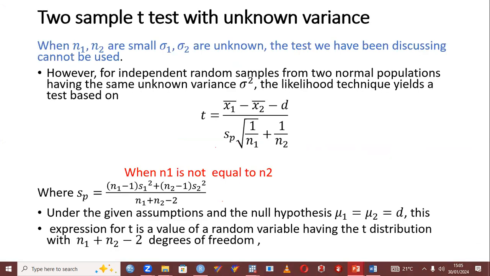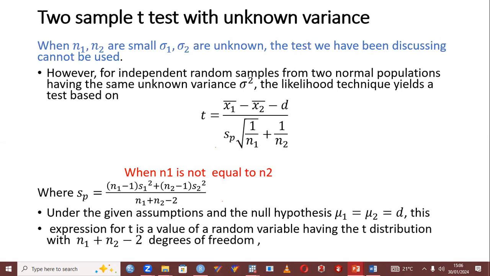Now when the sample size is very small and you also don't know the variance, so you're saying that if we have two samples of N1 and N2 and their variances are very small, but you don't even know them, the test we've been looking at using the Z-test does not apply in this case.